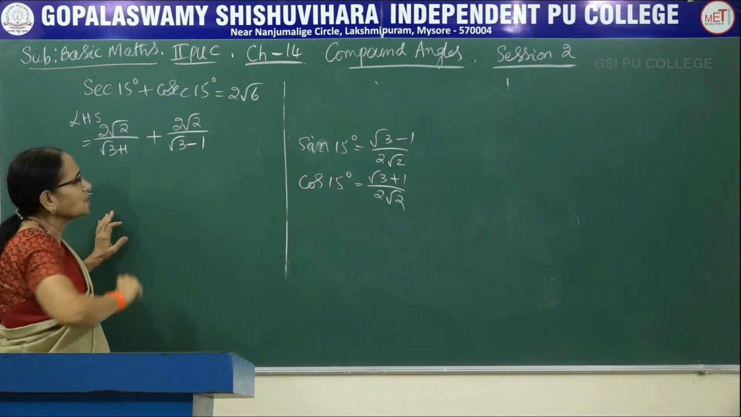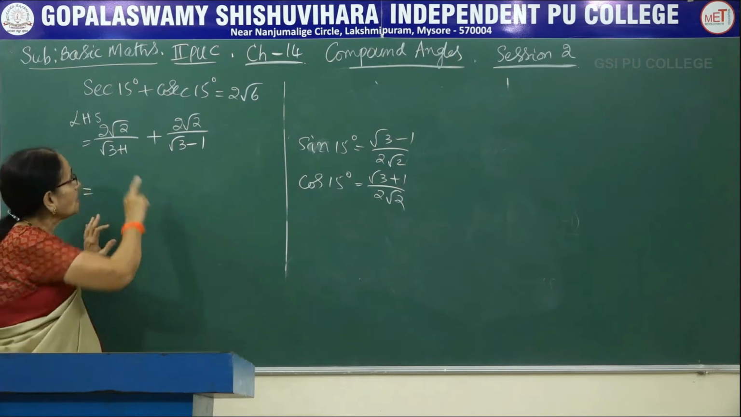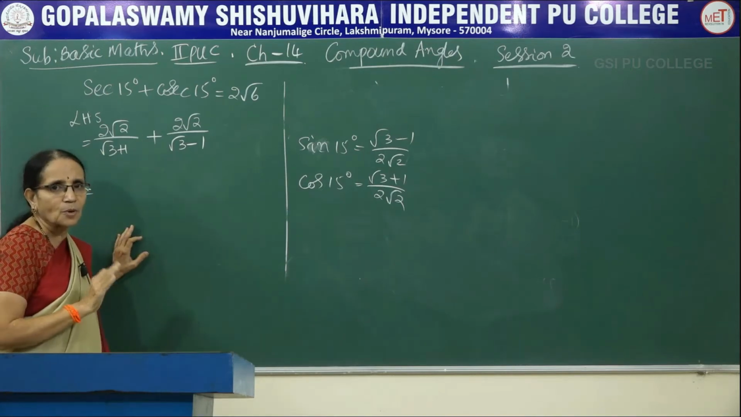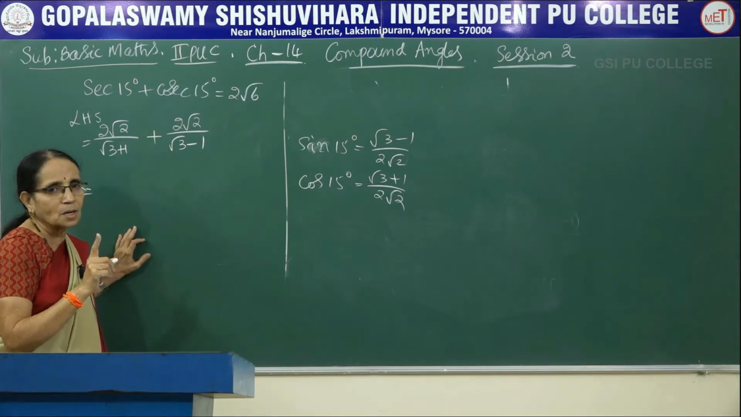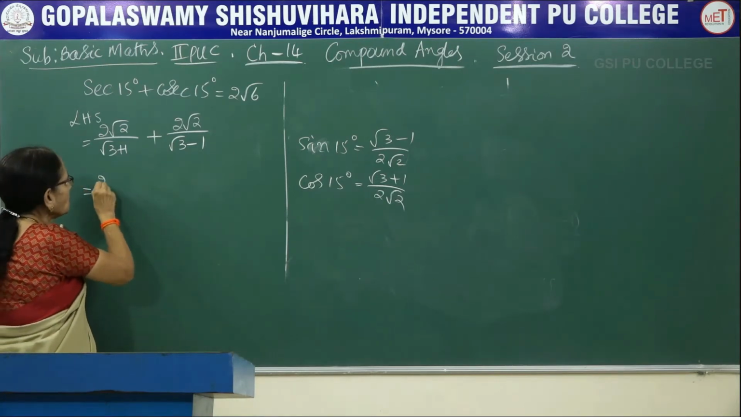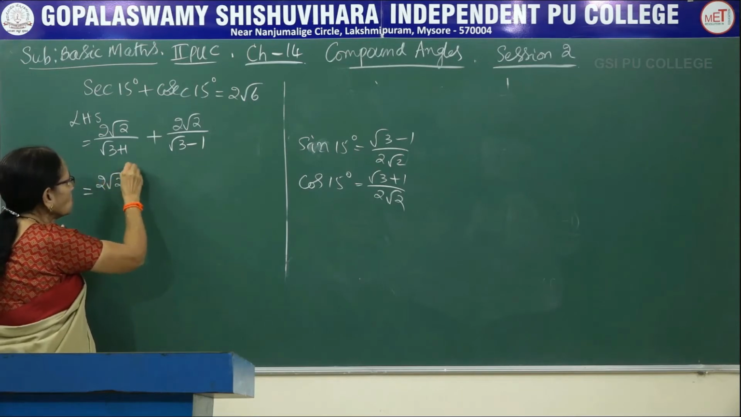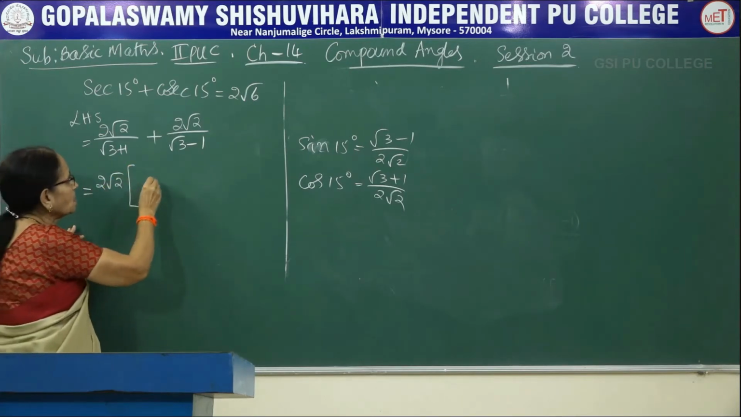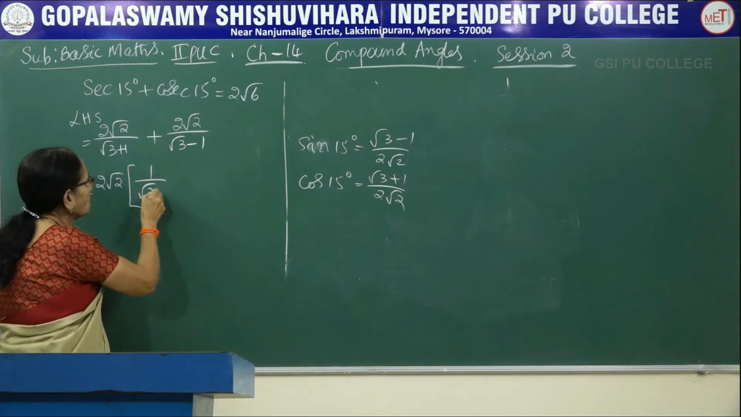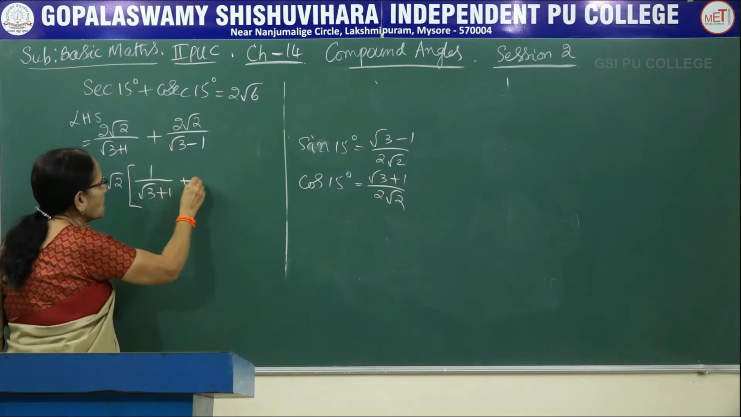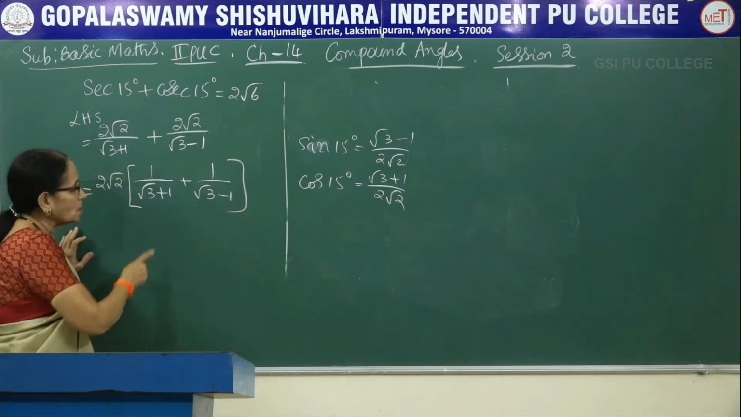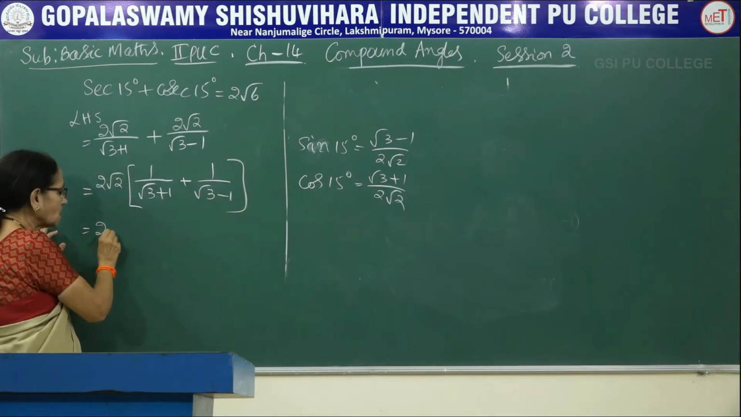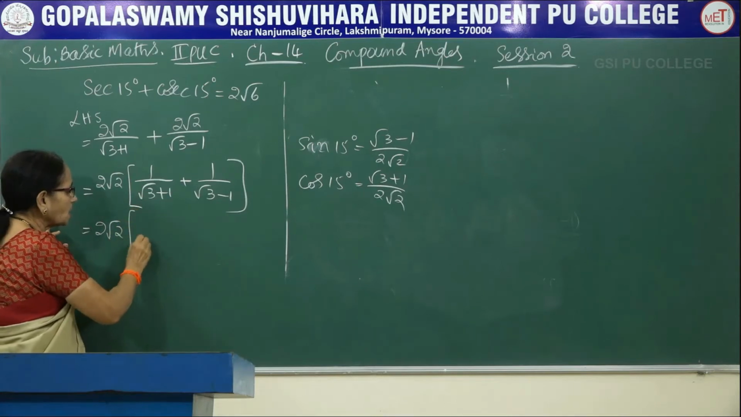Now, don't directly take the LCM. Whenever there is a common factor for both the terms, better you take that outside. That makes our calculation easier. So, take the common factor 2 into root of 2 outside. Start the bracket, write the remaining terms: 1 by (root 3 plus 1) plus 1 by (root 3 minus 1). Now you see that it is easier for you to do the calculation.